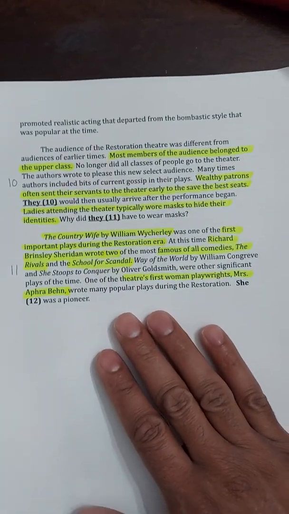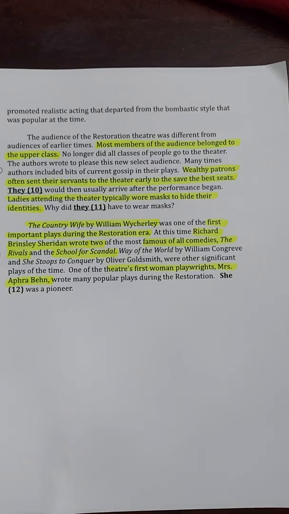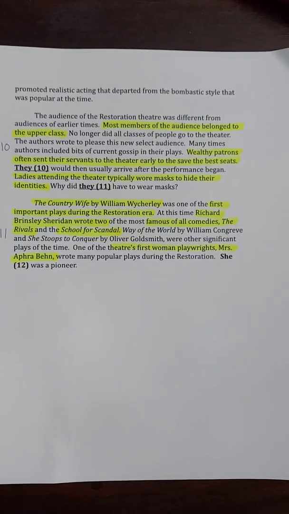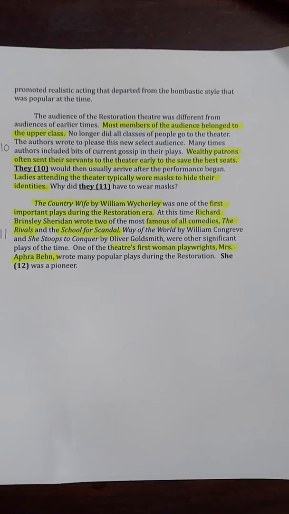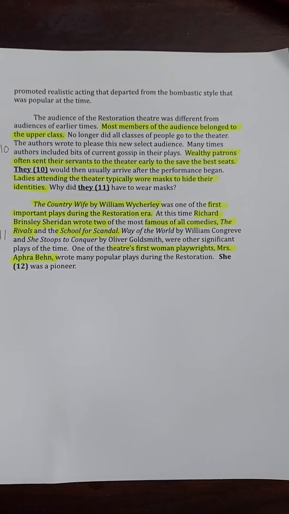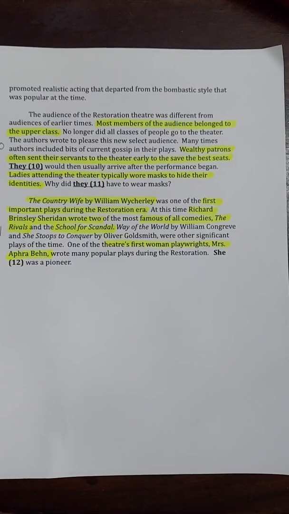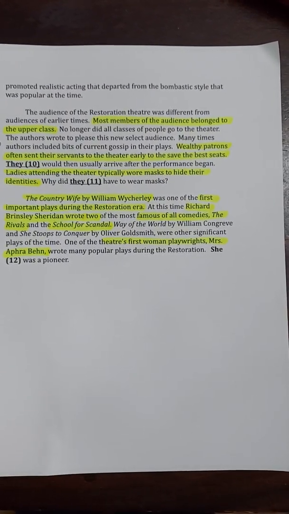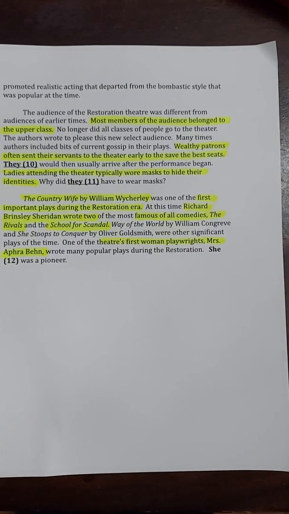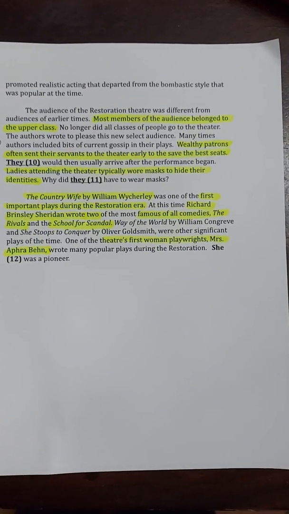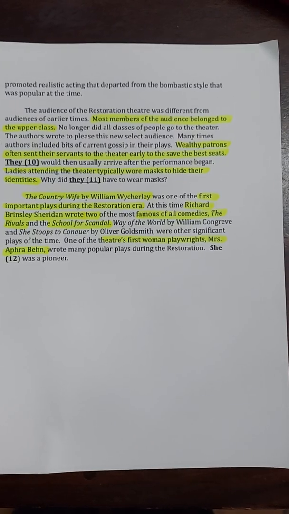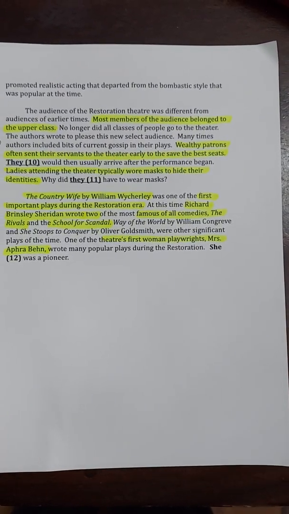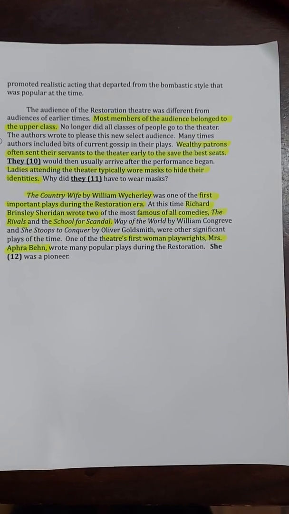Last one. The Country Wife by William Wycherley was one of the first important plays during the Restoration era. At this time, Richard Brinsley Sheridan wrote two of the most famous of all comedies, The Rivals and The School for Scandal. Way of the World by William Congreve and She Stoops to Conquer by Oliver Goldsmith were other significant plays of the time. One of the theater's first woman playwrights, Mrs. Alpha Bren, wrote many popular plays during the Restoration. She was a pioneer.